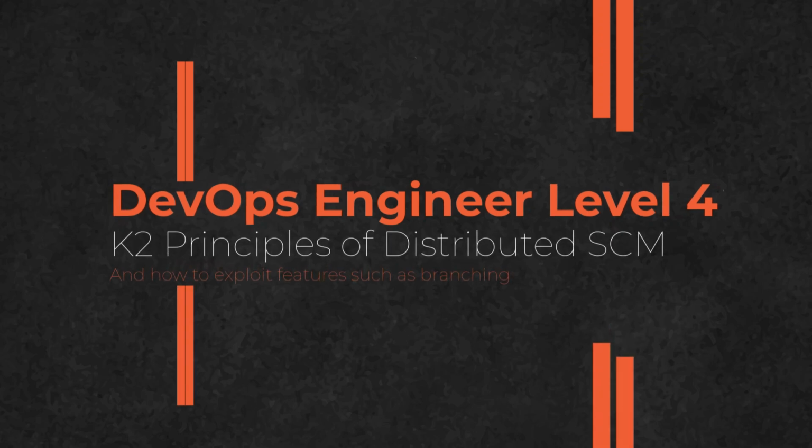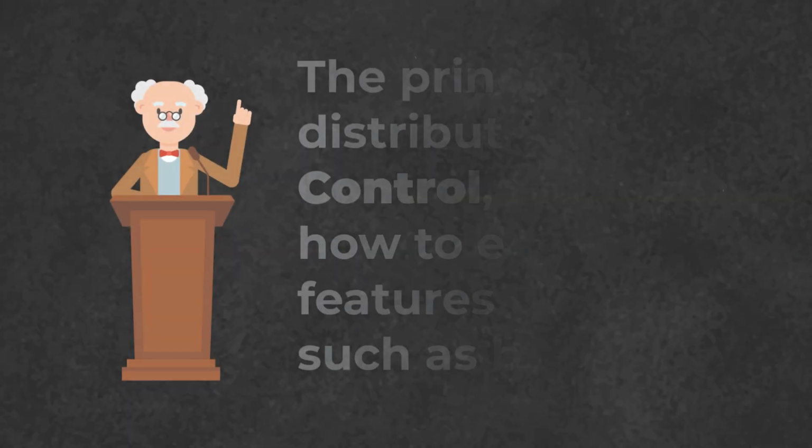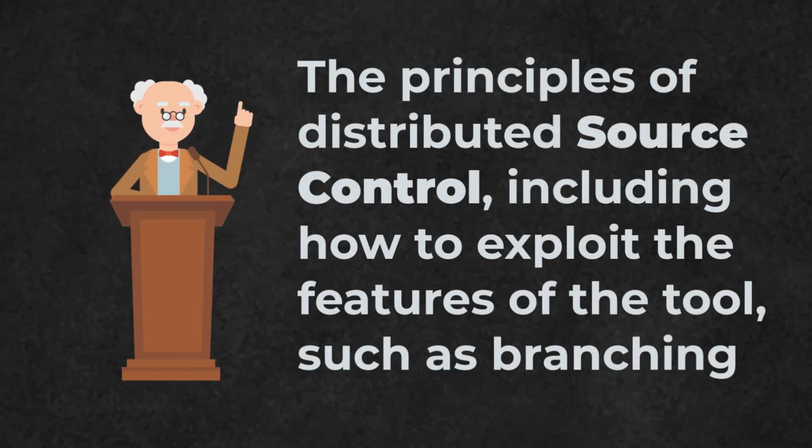Welcome to the DevOps Engineer Level 4, where we introduce K2, the Principles of Distributed SCM. Well, to give it its longer title, the Principles of Distributed Source Control, including how to exploit the features of the tool, such as branching.